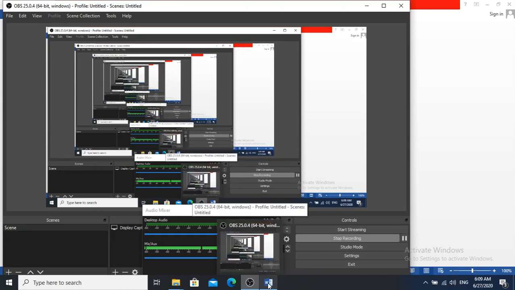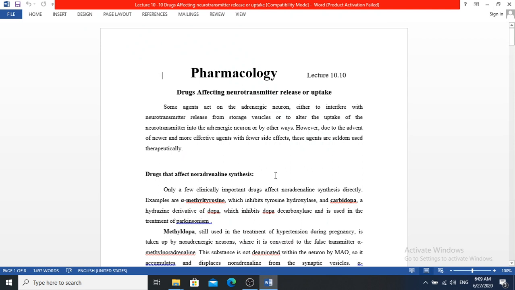Dear student, our lecture looks like a summary of the adrenergic system. It comes from different corners to describe the cholinergic activity. The title is Drug Affecting Neurotransmitter Release or Reuptake.